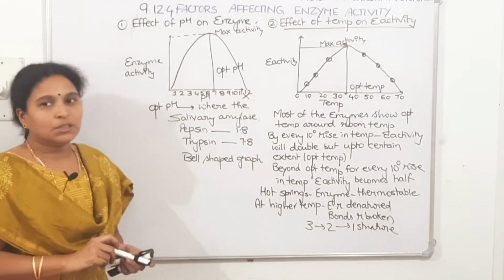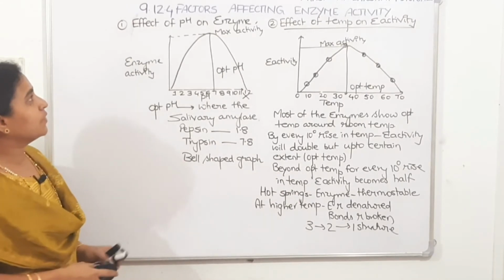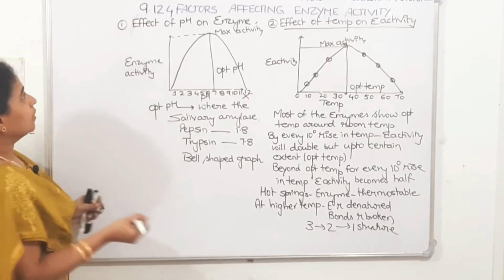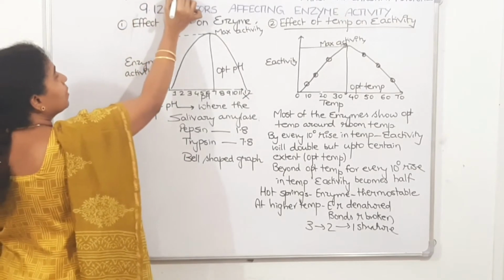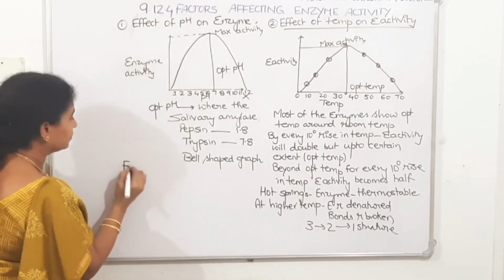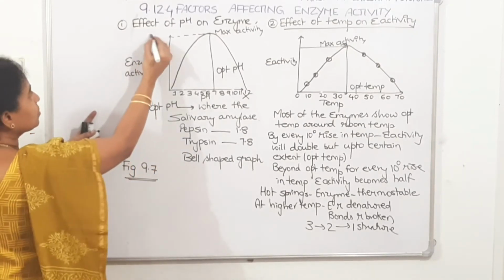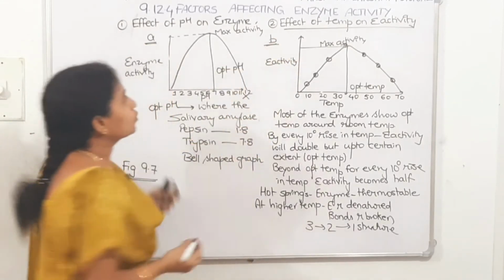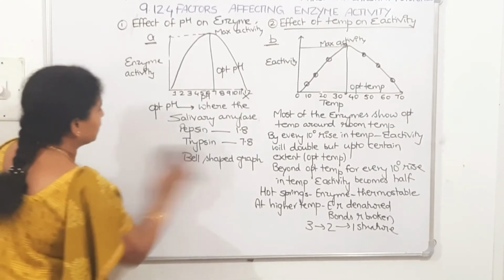Now let's work out the third factor. What is that? Effect of substrate concentration on enzymatic activity. Now this topic is there in NCERT, page number 157. It is under the figure 9.7. So for pH they have given picture A, and for temperature they have given B. Let's go with the third picture. What is the effect of substrate concentration on enzymatic activity?